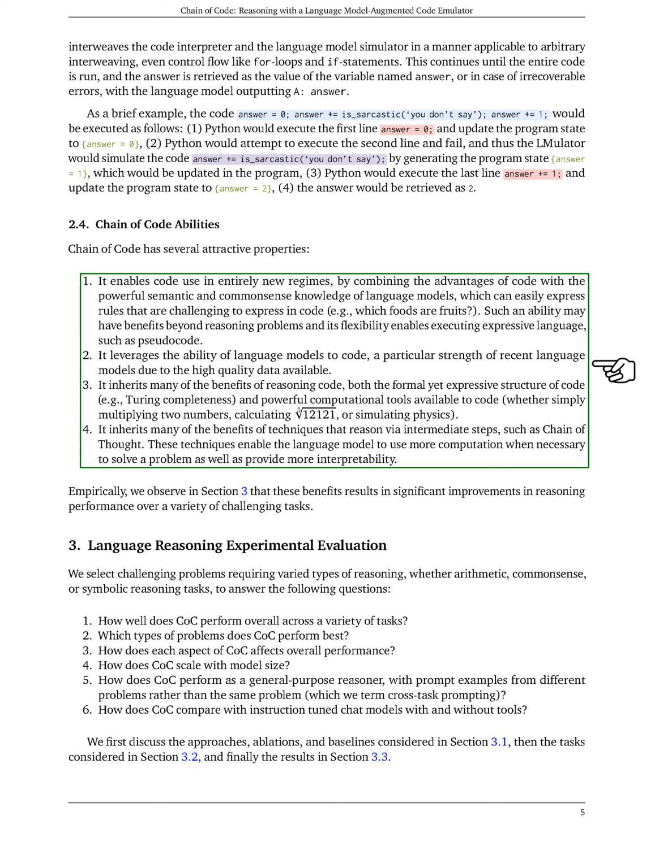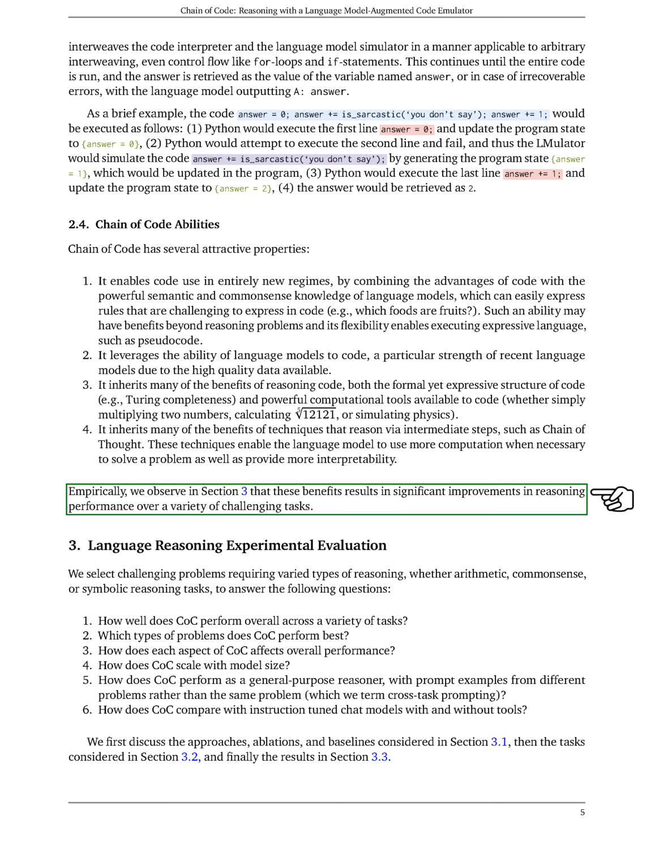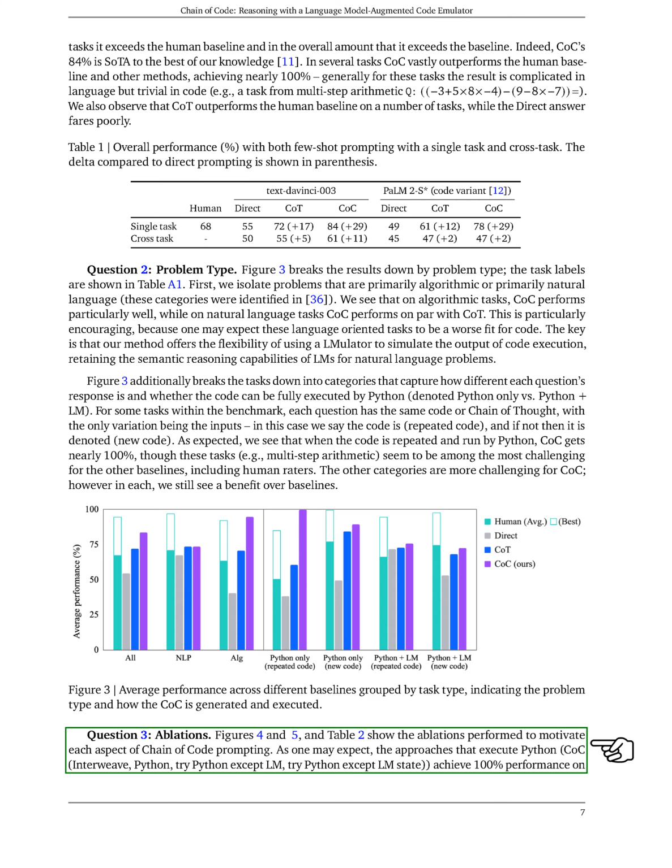We also categorize tasks based on how different each question's response is and whether the code can be fully executed by Python. We found that when the code is repeated and run by Python, COC performs nearly perfectly. However, these tasks seem to be among the most challenging for other methods, including human raters. We performed several ablations to understand each aspect of chain of code prompting.